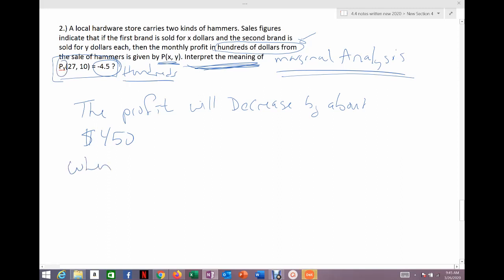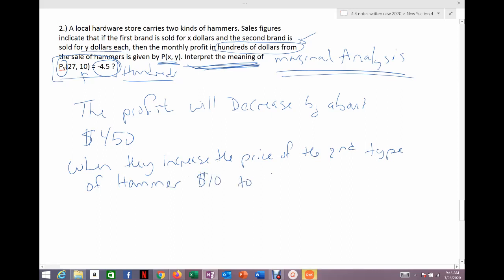This time it's the change in Y, right? That says P sub Y. And so that means the Y value is the one that's changing. And remember what the Y value means? It's the price of the second hammer. So when they increase the price of the second type of hammer, specifically from the price it's at, which was $10, to $11, that one unit, they're going to increase the price of the second hammer from $10 to $11.